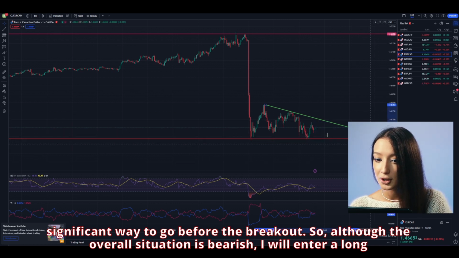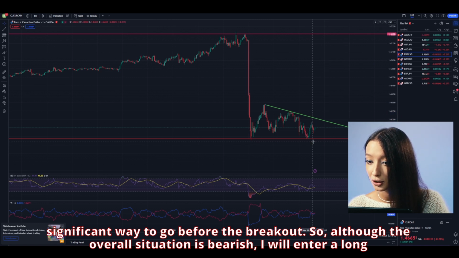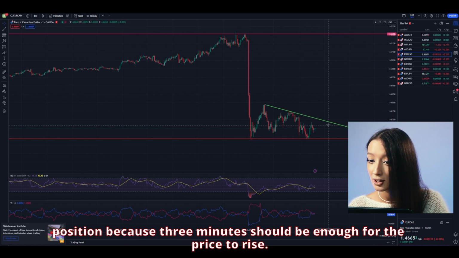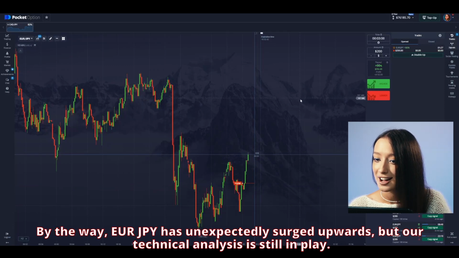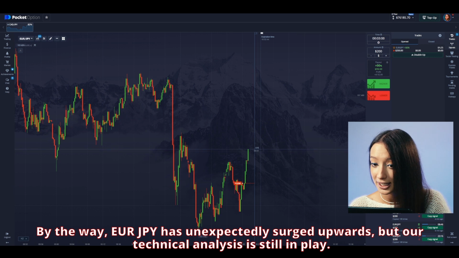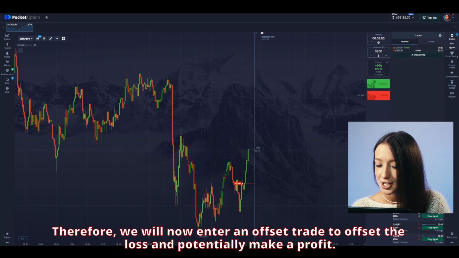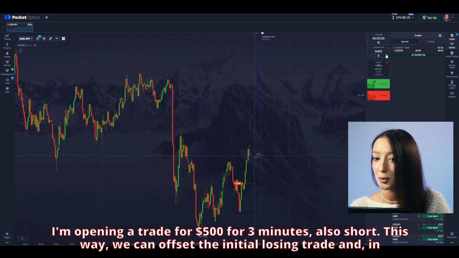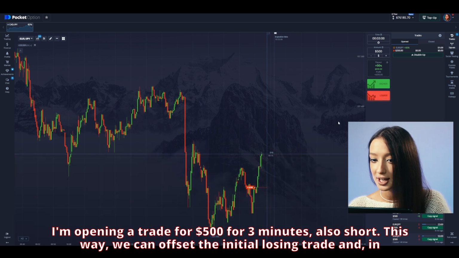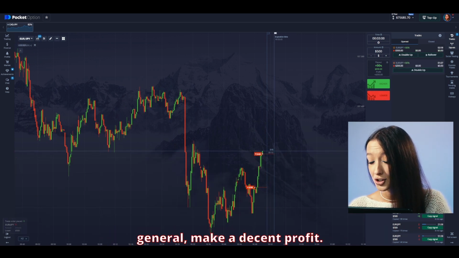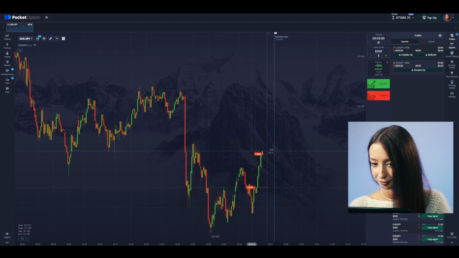So, although the overall situation is bearish, I will enter a long position because 3 minutes should be enough for the price to rise. By the way, EUR JPY has unexpectedly started going upwards, but our technical analysis is still in play. So we will now enter an offset trade to offset the loss and potentially make a profit. I'm opening a trade for $500 for 3 minutes, also short. This way we can offset the initial losing trade and in general make a decent profit.